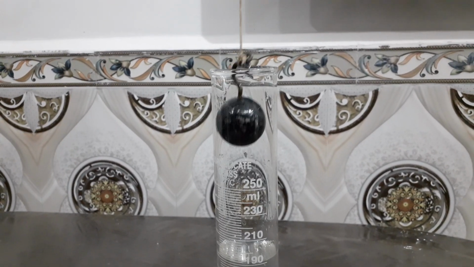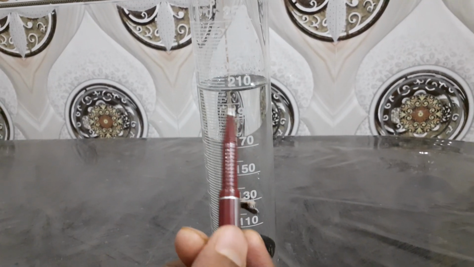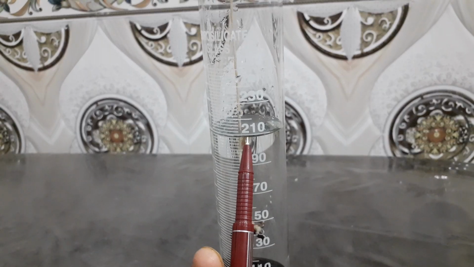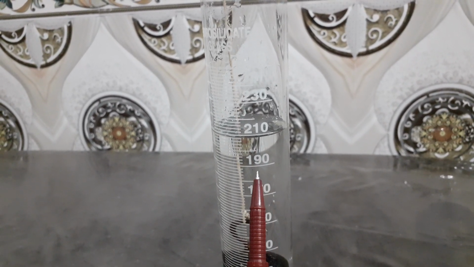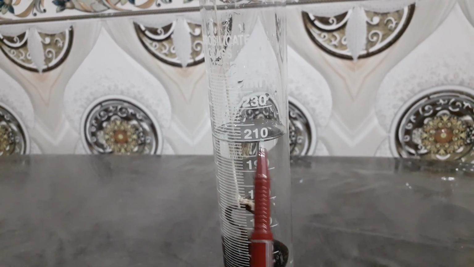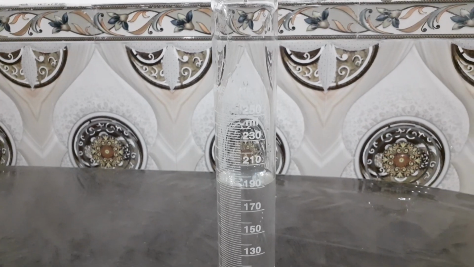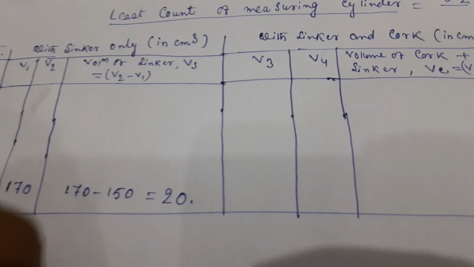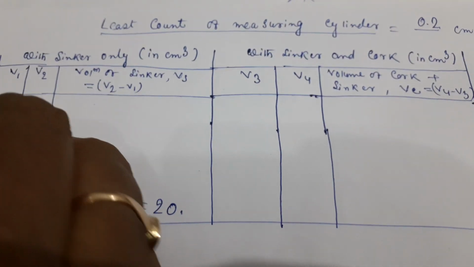So we will put this one inside. If you put this one inside, you can see that the water level rises up to 210. So V1 is now 190 and V2 will be 210. Clear? Maybe you understood that. So I will write it here: in this case V1 will be 190 and V2 will be 210.